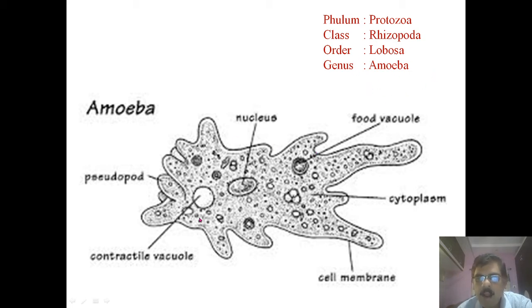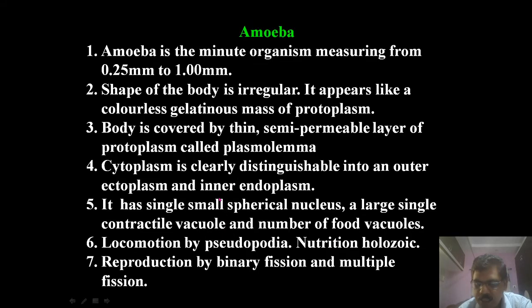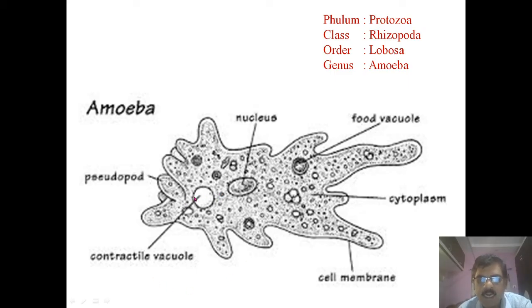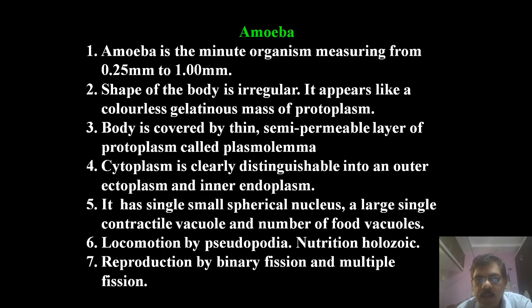This is the Amoeba, and it has an irregular, not well defined shape. It has the nucleus at the center, and this is a contractile vacuole for excretion, and all these are the pseudopodia, and the pseudopodia help in locomotion. It has two materials: this is the endoplasm and the outer one is called ectoplasm, meaning the cytoplasm is clearly distinguished into two parts. It has a food vacuole inside it, and this is the cell membrane. So the Amoeba is a minute organism.